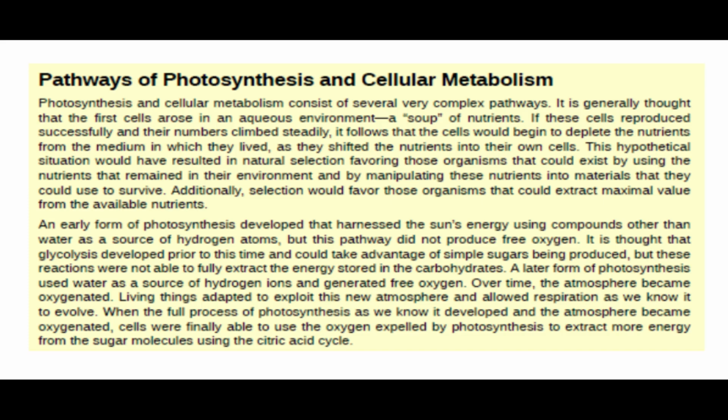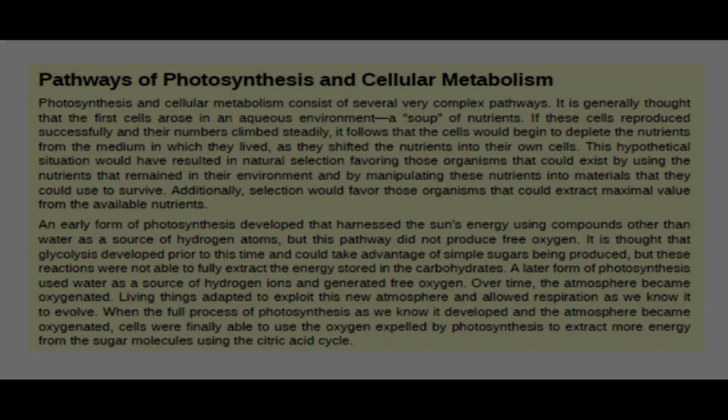When the full process of photosynthesis as we know it developed and the atmosphere became oxygenated, cells were finally able to use the oxygen expelled by photosynthesis to extract more energy from the sugar molecules using the citric acid cycle.